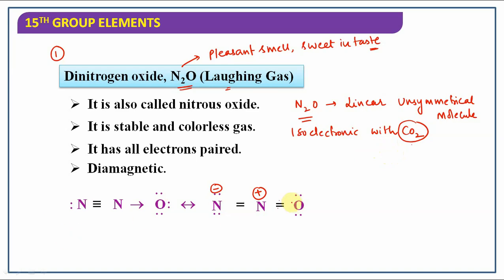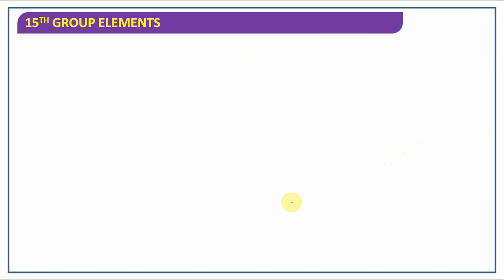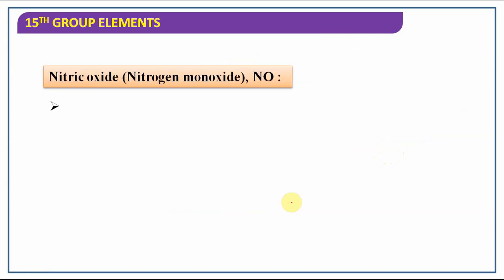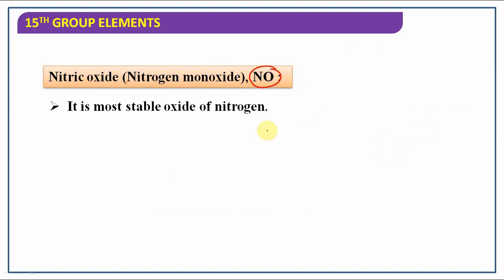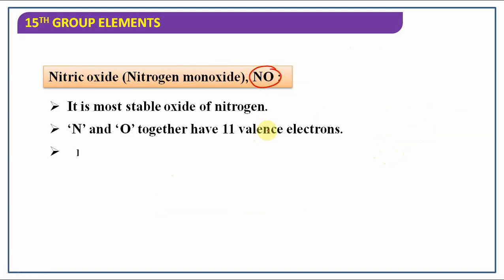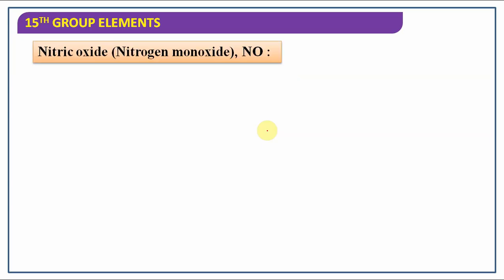Okay. So now let's talk about the second one. We have nitrogen monoxide or nitric oxide, and formula is NO, right? It is the most stable oxide of nitrogen. N and O together have 11 valence electrons.